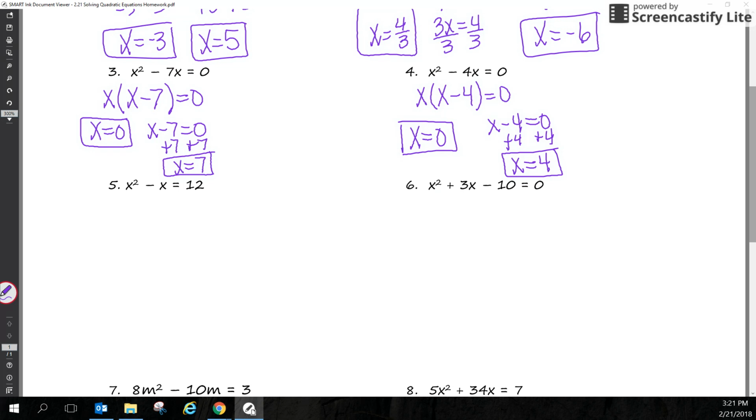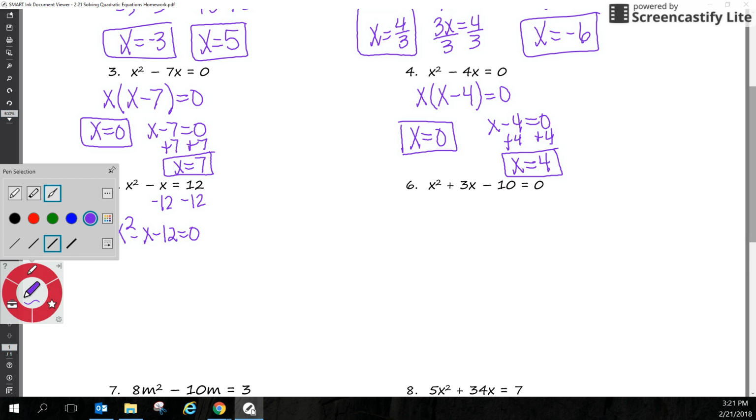So for this one, it's not set equal to 0, so I need to move this 12 over to the other side by subtracting it. So x squared minus x minus 12 equals 0. Now I want to factor that guy. Let me do my factoring in a different color. I'm going to do a slightly darker color.